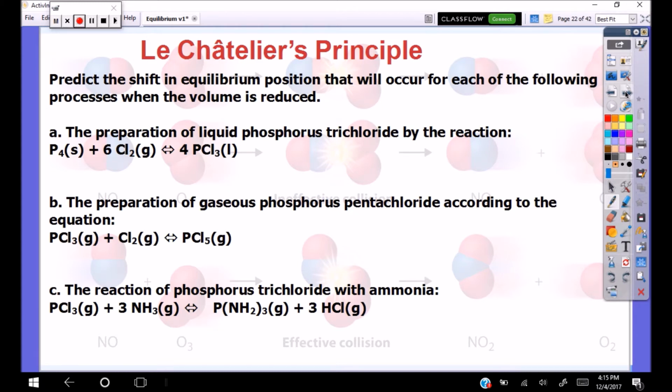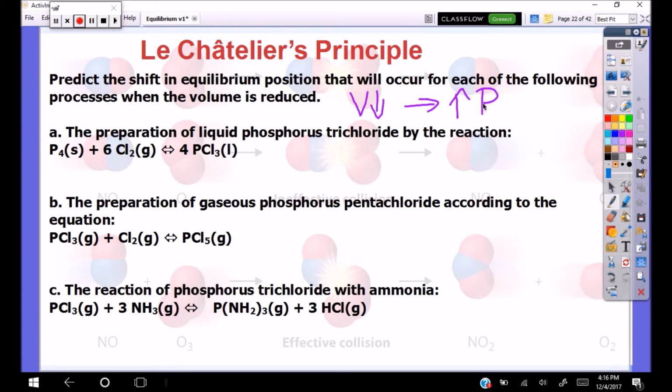If you're thinking about gas laws, a decrease in volume means an increase in pressure. So really this is saying that our pressure is going to increase. Now this is very important for paying attention to states of matter, because that only affects our gases, okay?